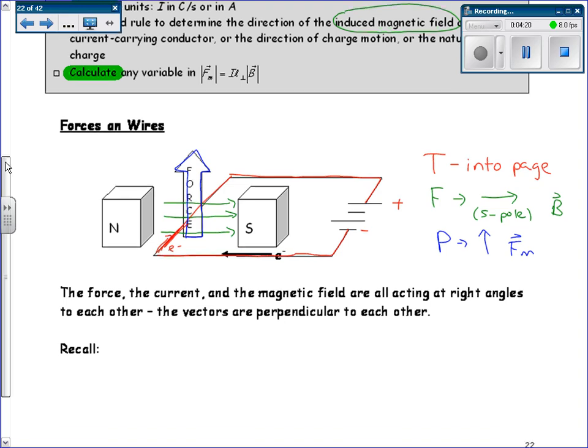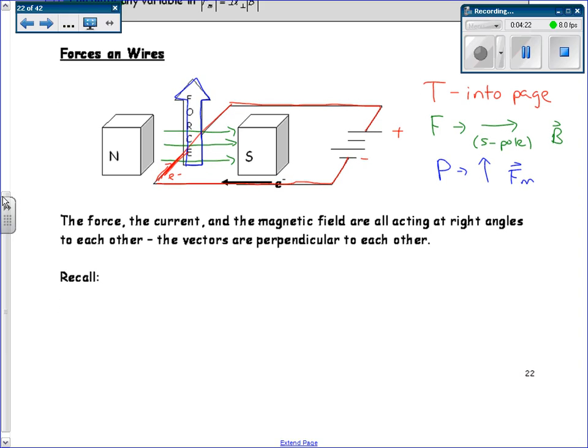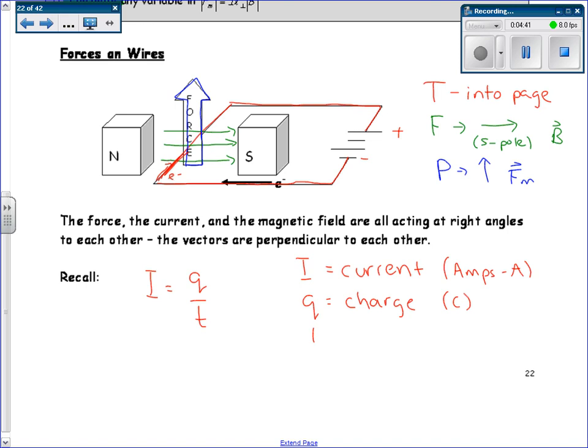And then just recall here, I just wanted to put in the formula for current: current is charge over time, where I is current in amps, which has the unit A, Q is charge in coulombs, and t is time in seconds. Okay.